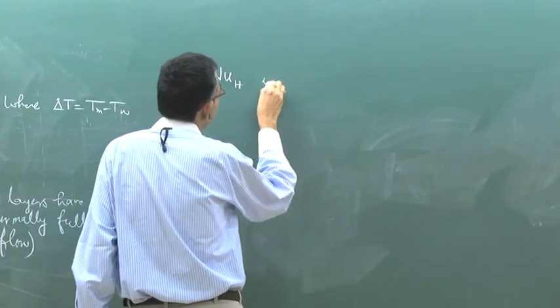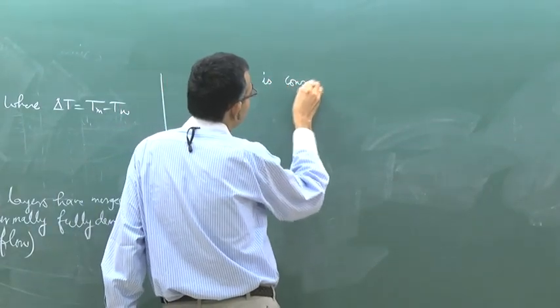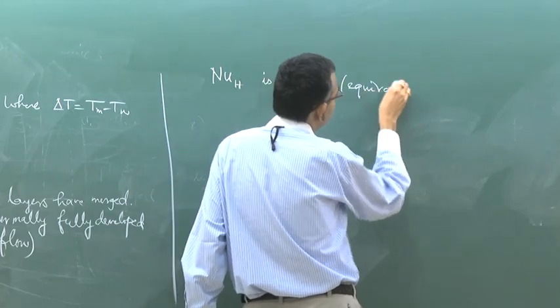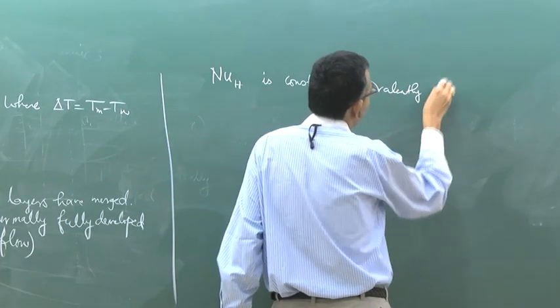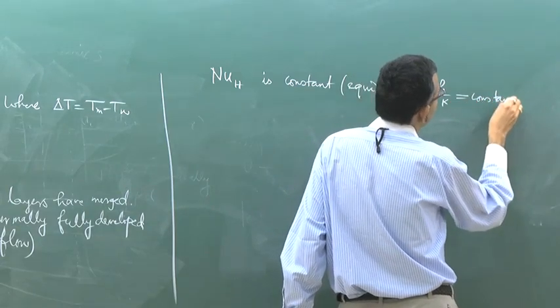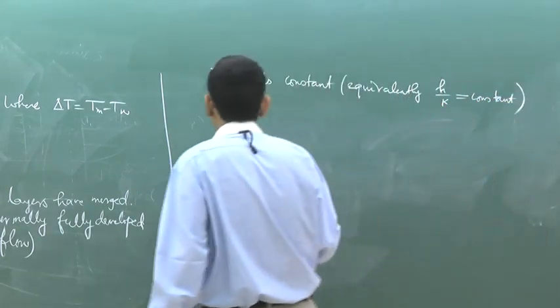So Nusselt number based on h is constant, equivalently, h by k is constant for thermally fully developed flow.